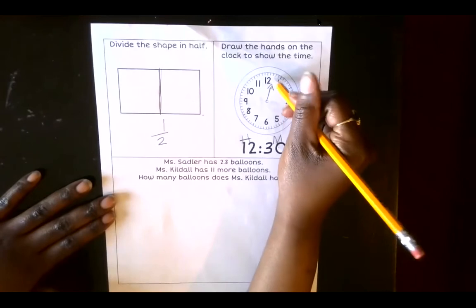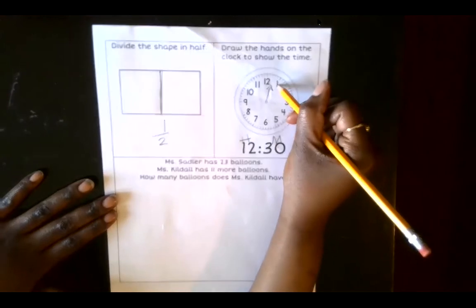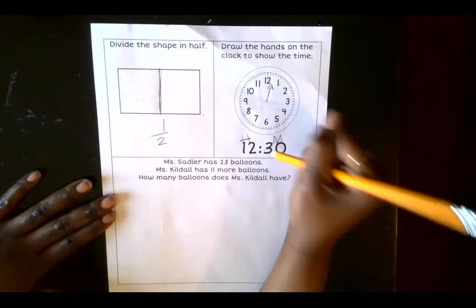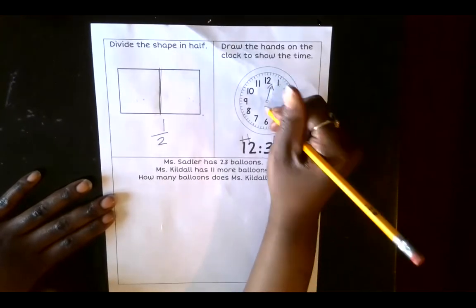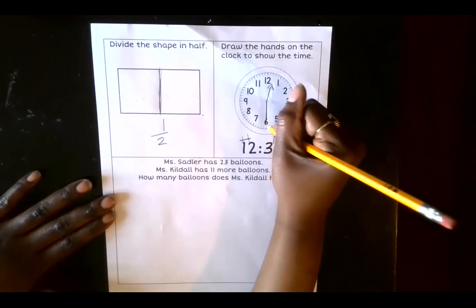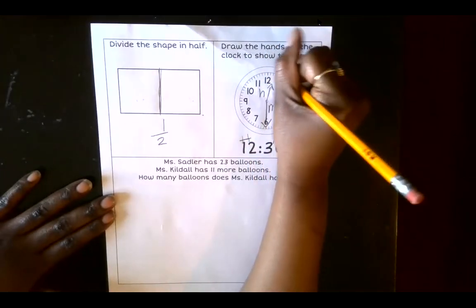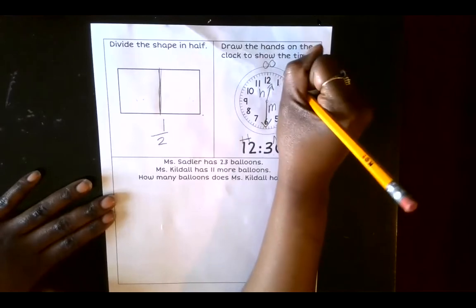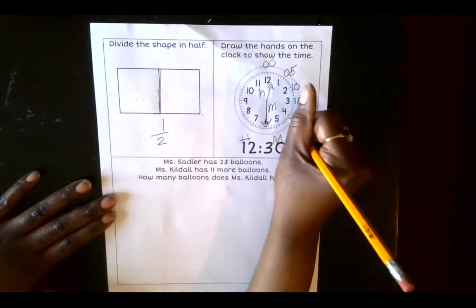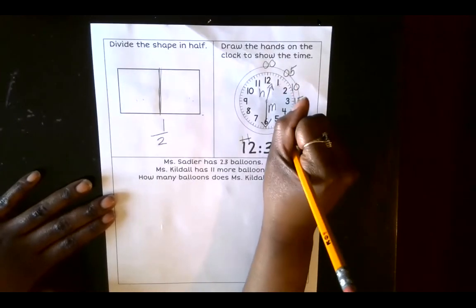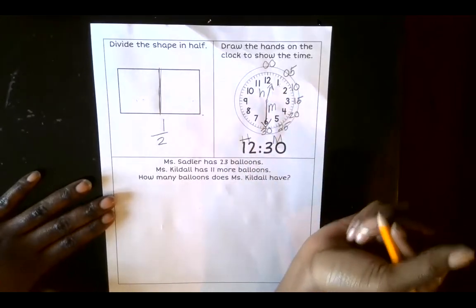And the reason why the hour hand is in the middle is because it's halfway to 1. So in 30 more minutes, it would be 1 o'clock. So our hour hand is in the middle between the 12 and the 1. And then the 30, boop, the minute hand on the 6. Minute hand, hour hand. So this would be 12 o'clock, 12:05, 12:10, 12:15, 12:20, 12:25, and then 12:30. Just like that.